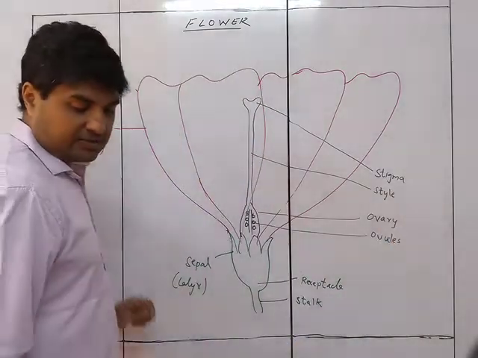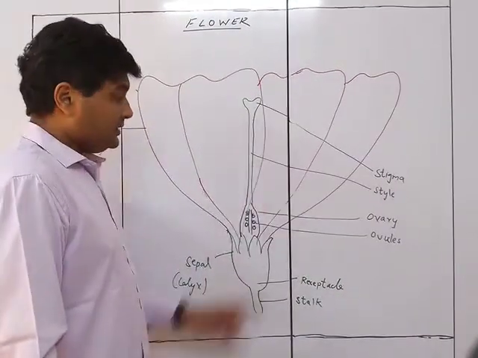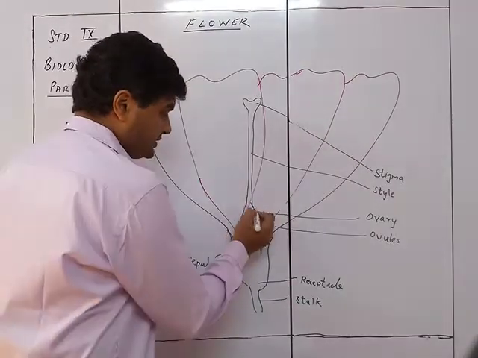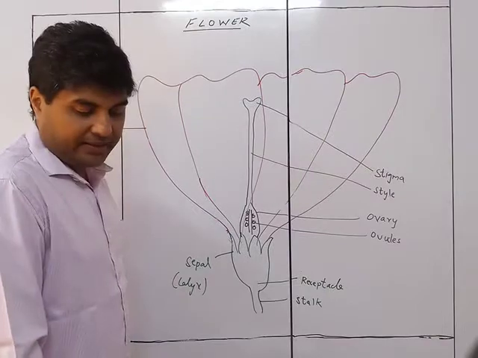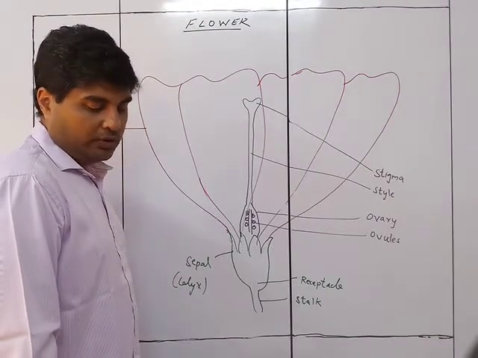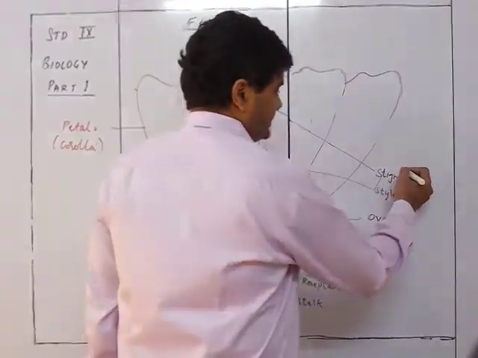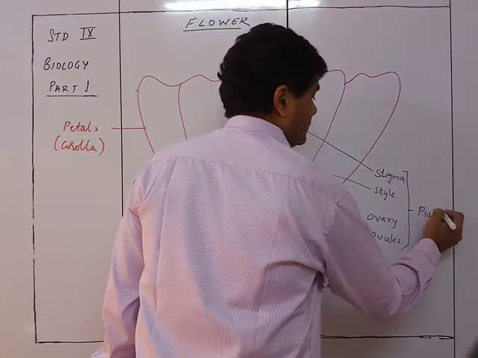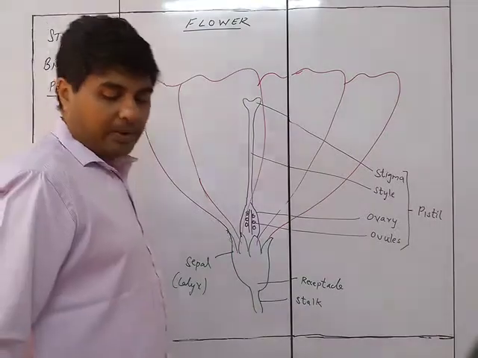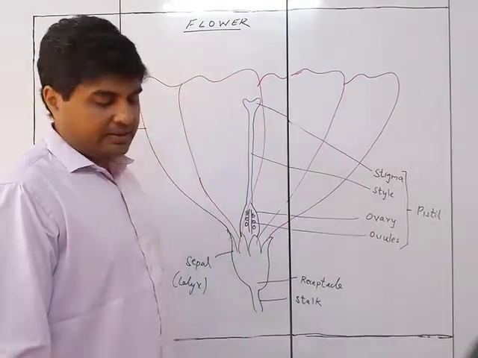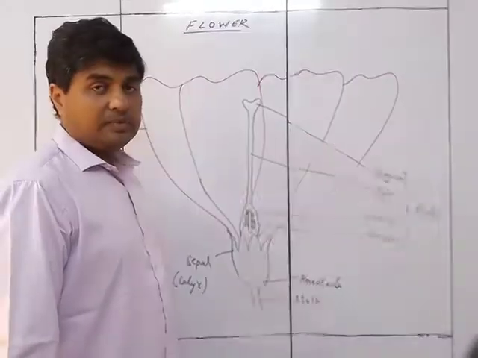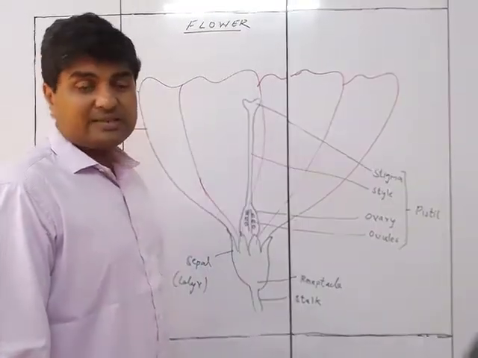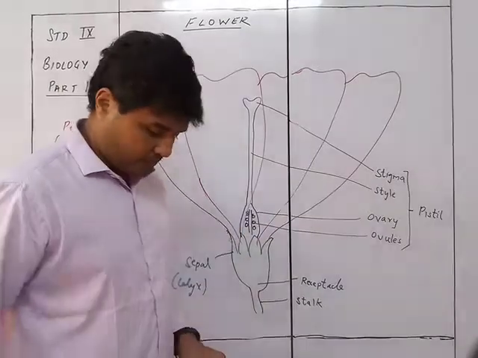So it is stigma, style, ovary, the outside part, and the ovule, the inside part. Collectively these four are called the pistil. So the female reproductive part is called the pistil, which is also called the gynoecium. The gynoecium or the pistil is the female part which is drawn here.